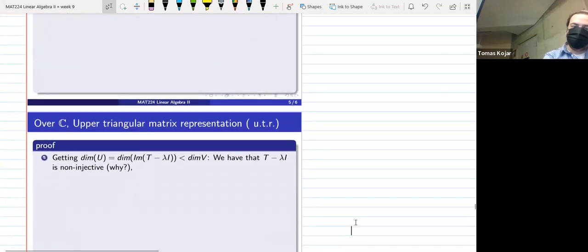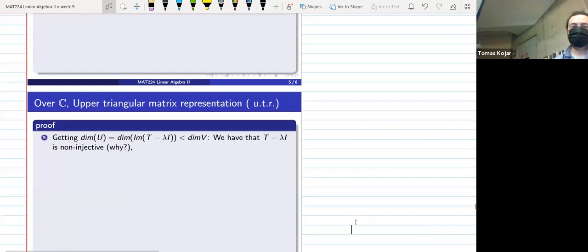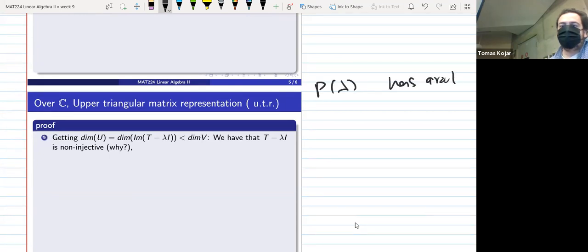You can ask questions. So to apply our inductive hypothesis, I have to show that dim U is strictly less than dim V. Okay, I need this. This is my induction. If they're equal, then I cannot use it. All right. So question 1: T minus lambda I is not injective. Why is that the case? Right, E lambda is non-trivial. So we proved that P of lambda has a root, lambda. But what is that? This is the determinant of T minus lambda I.